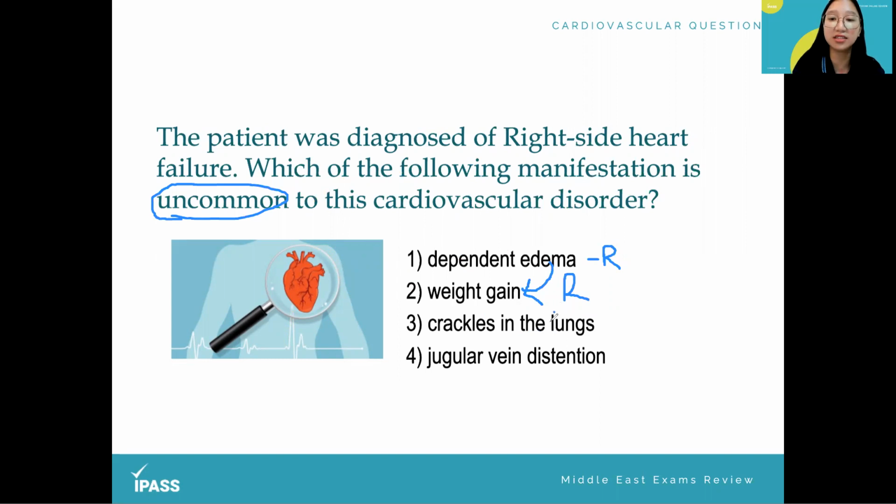Crackles in the lungs. So letter L, lungs. This is left-sided heart failure. And jugular vein distension is another systemic manifestation, so it is right-sided heart failure. So our correct answer, dear nurses, is option number 3, crackles in the lungs.